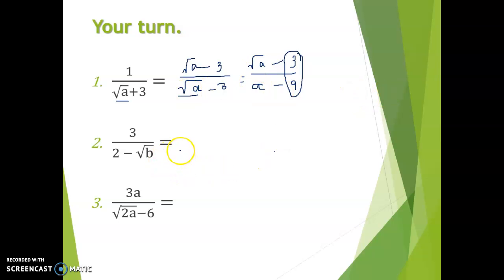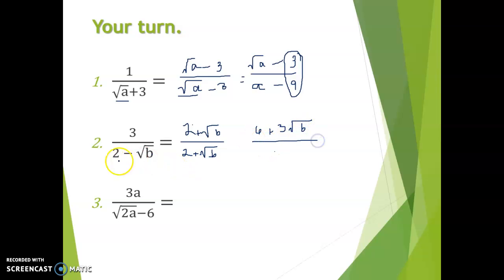All right, now we're going to multiply number 2 by the conjugate. So it's 2 plus the square root of b, and 2 plus the square root of b. Let's multiply that here. So again, I'm going to distribute here. So I'm going to take 3 times 2 is 6. And 3 times the square root of b is 3 square root of b.